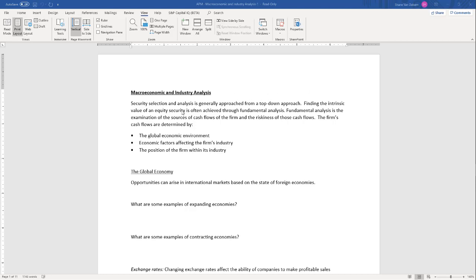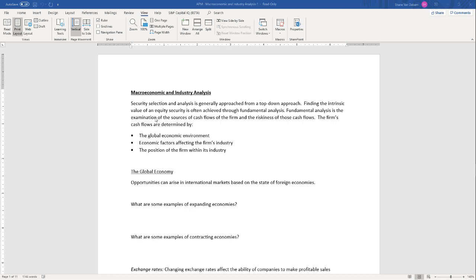So macroeconomic and industry analysis. Security selection and analysis is generally approached from a top-down approach, finding the intrinsic value of an equity. When we talk about intrinsic value, what we're talking about is the value of the firm based on its expected future cash flows. This is often achieved through fundamental analysis.